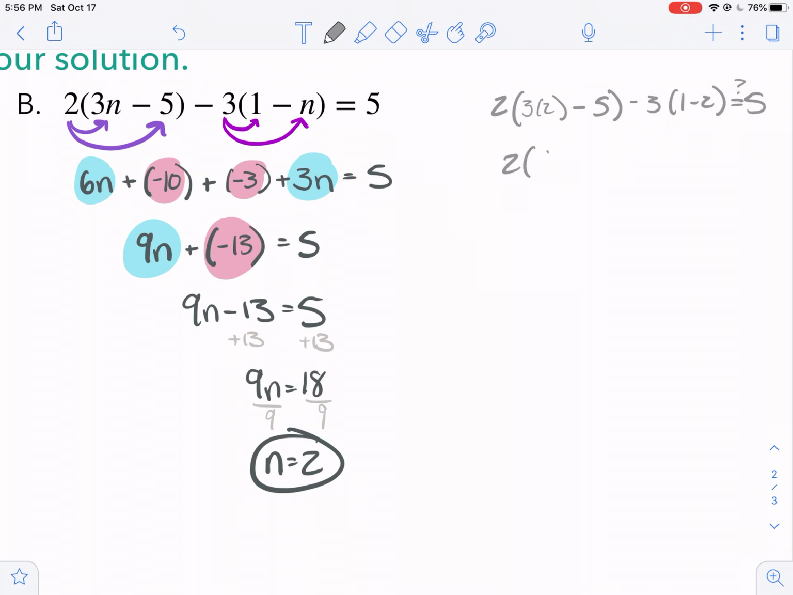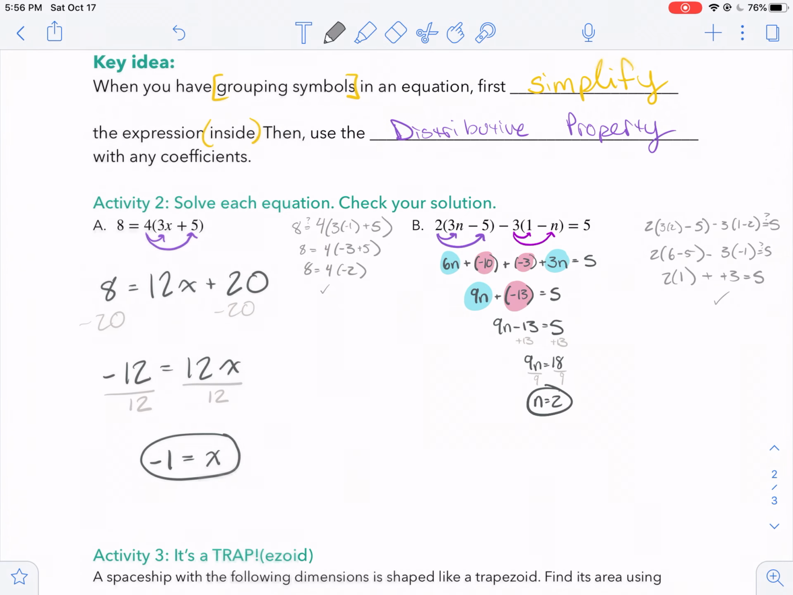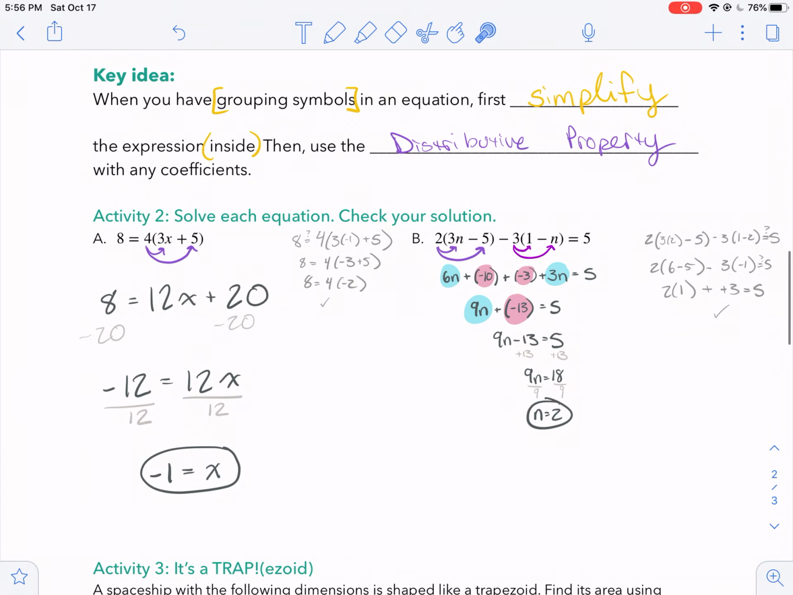Well, is it true that 2 times whatever 6 minus 5 is, minus 3 times whatever 1 minus 2, that's negative 1, is equal to 5? Well, 6 minus 5 is 1. So is 2 minus negative 3, which is 2 plus 3, equal to 5? Yes. So that's the basics of what we're doing. Simplify what's in your grouping symbols first, and then distribute.